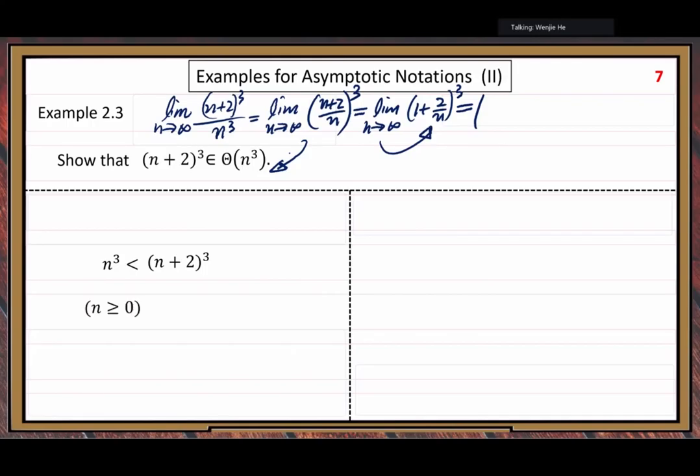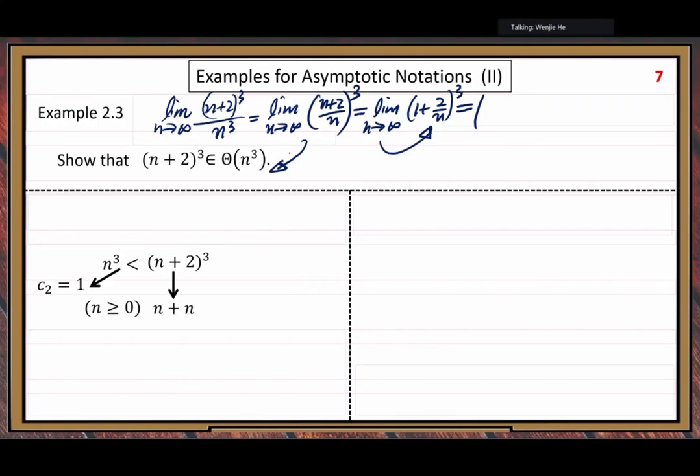So here, for n greater than or equal to 0, you have this lower bound function, and C2 equals 1. Now, next, let's look at the upper bound part. We need to find C1, a constant multiple of n cubed.